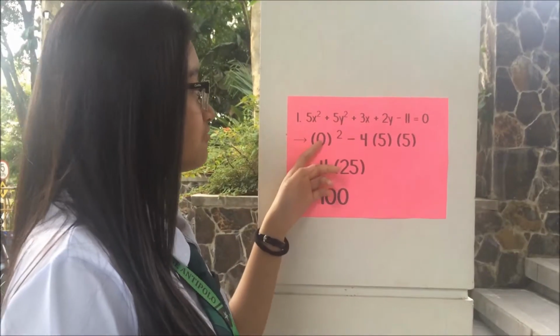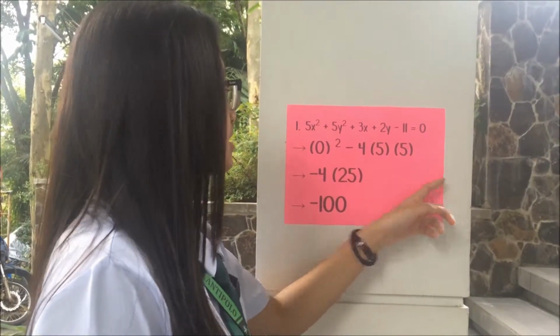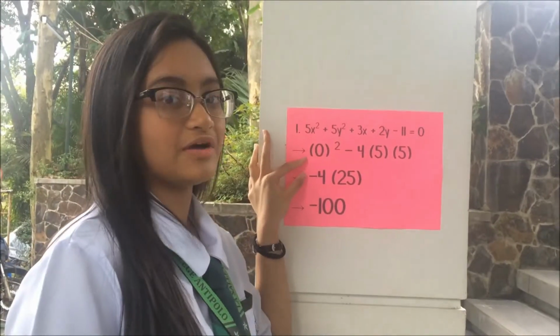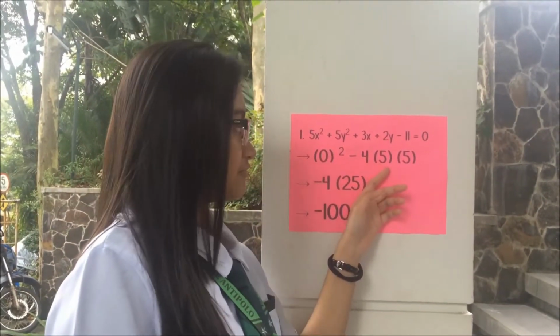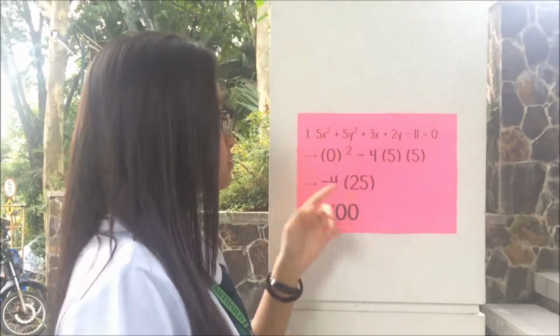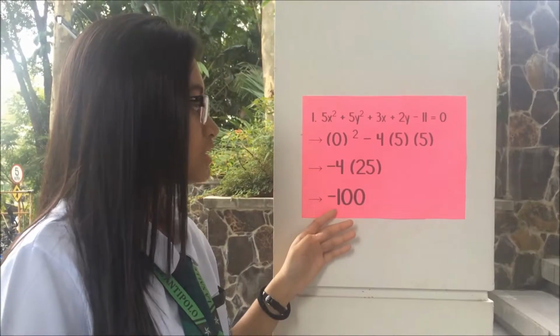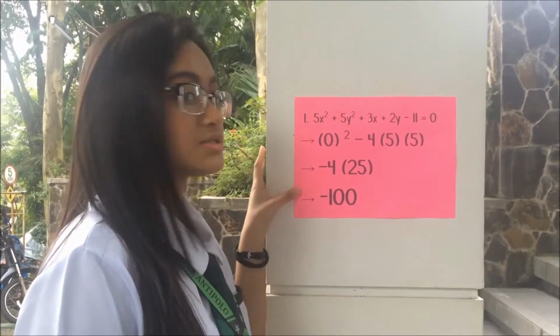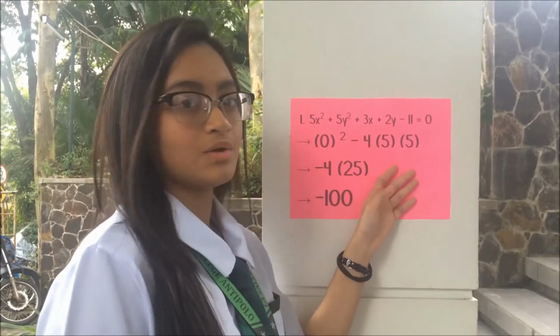x squared plus 5y squared plus 3x plus 2y minus 11 is equal to 0. This is 0 since we have no b value. Then, the values for a and c are both 5. So 5 times 5 will give you 25. Negative 4 times 25 is negative 100. So which means this equation is a circle because both values of a and c are equal.